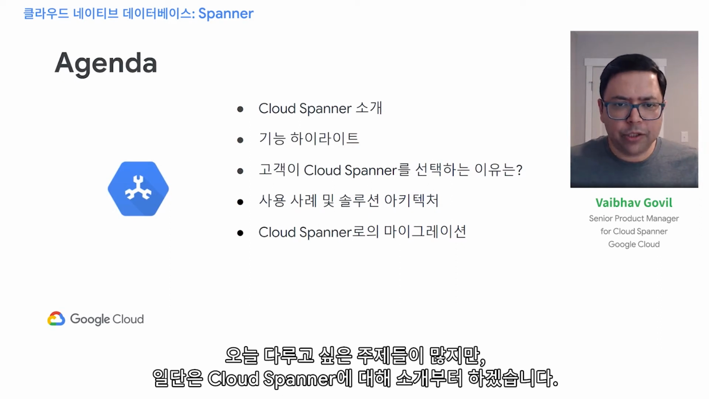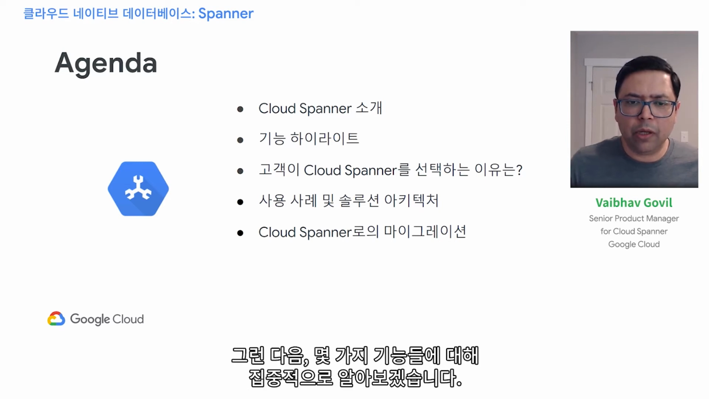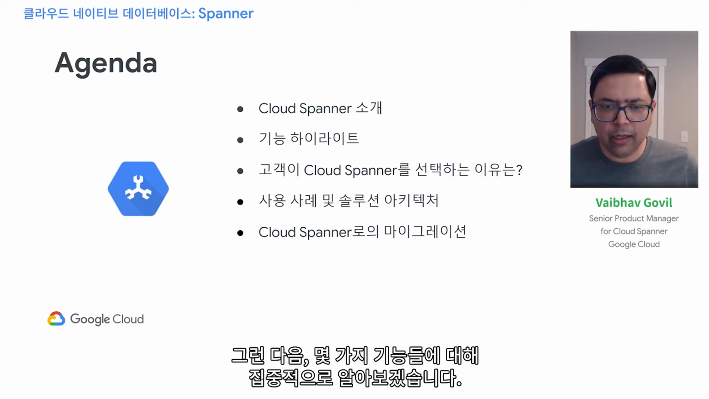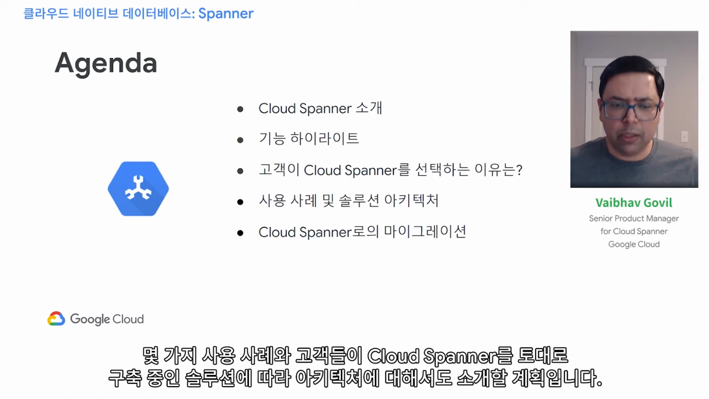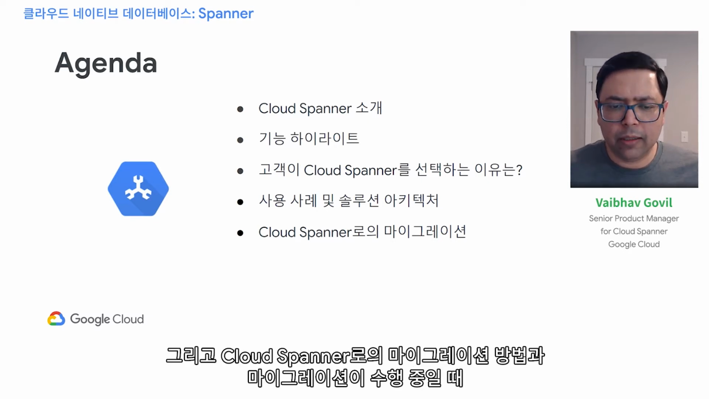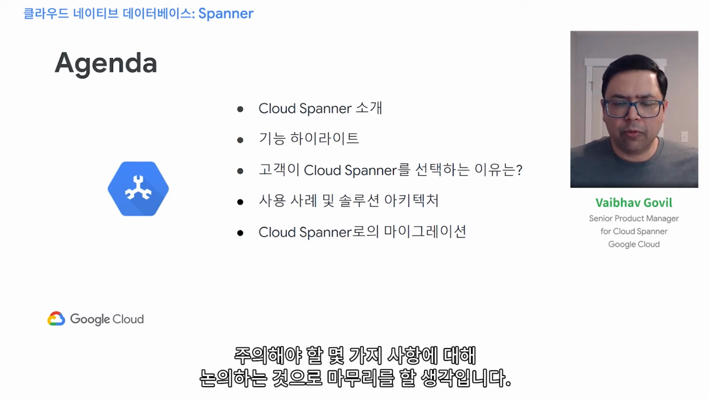So we have a full-packed agenda today. First and foremost, I'm going to introduce Cloud Spanner to you. What is Cloud Spanner and what are the capabilities which exactly differentiate Cloud Spanner? Then we are going to talk about some of the capability highlights. Finally, why customers are building on Cloud Spanner. We are going to discuss some of the use cases and solution architectures, depending on what customers are building on Spanner. And then we will end with some discussion around how customers are migrating to Cloud Spanner and some of the things to watch out for when that migration is being done.